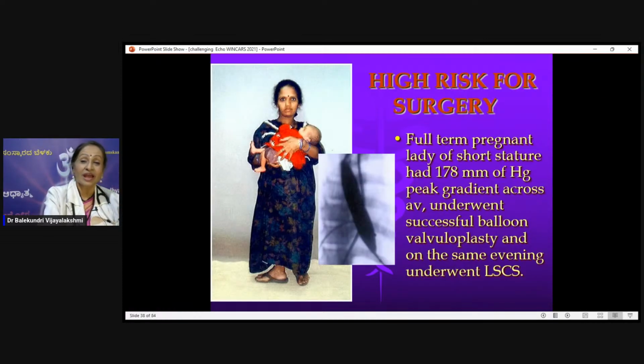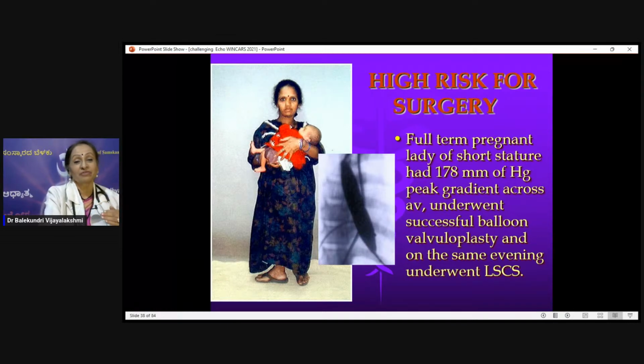And this is another patient who had achondroplasia, full-term pregnant, and the anesthetists were not ready to give anesthesia because she had aortic stenosis, bicuspid aortic valve with stenosis. The gradient was 178. So both the obstetrician and myself, we donated the money for her balloon dilatation. We did it in the morning. In the evening she had labor pain. She was shifted to the obstetrics department, and they did the lower segment cesarean section, and the child was beautiful.